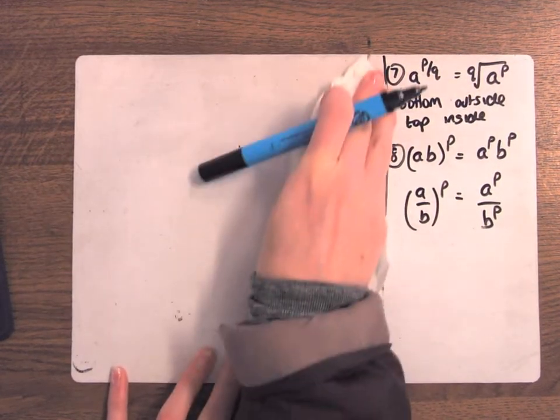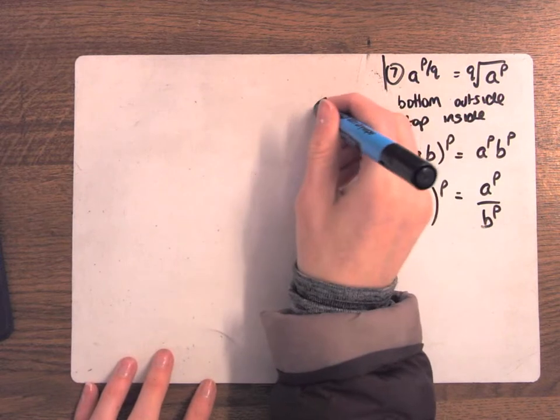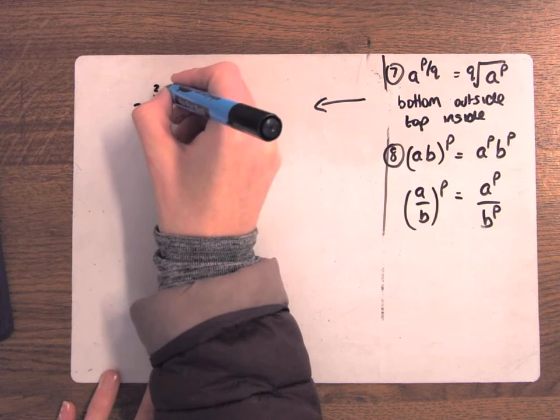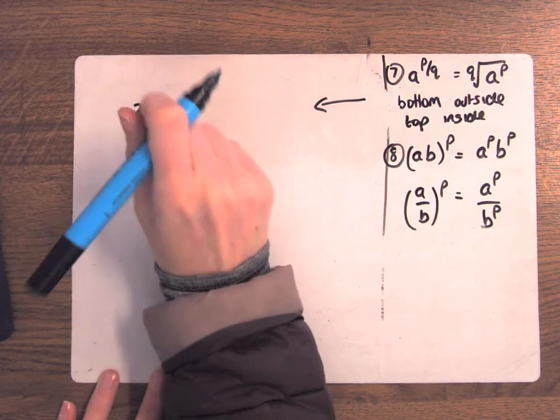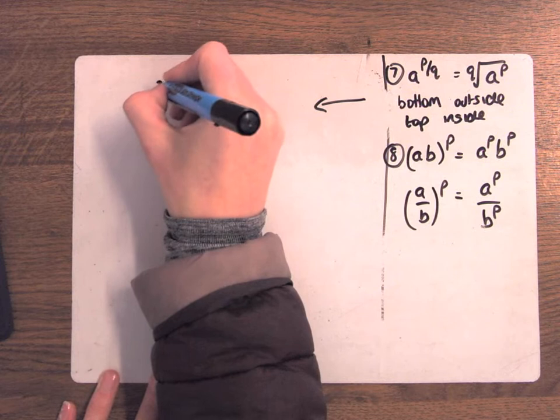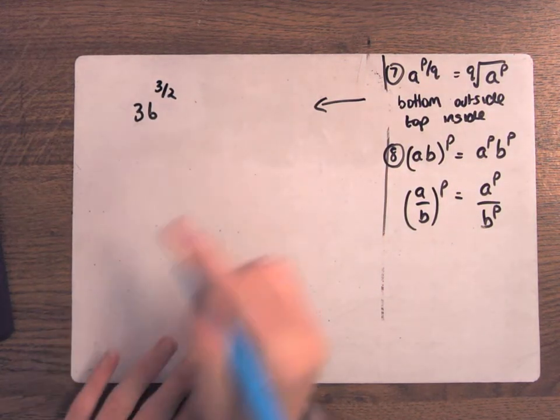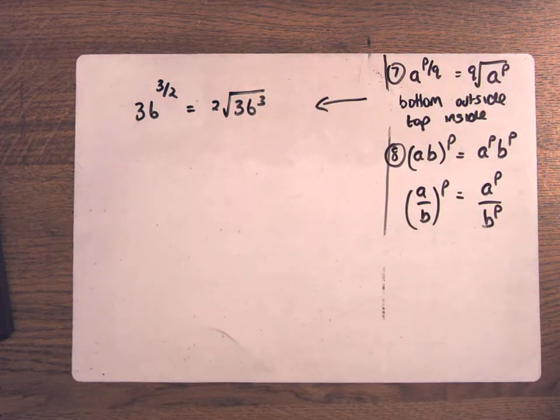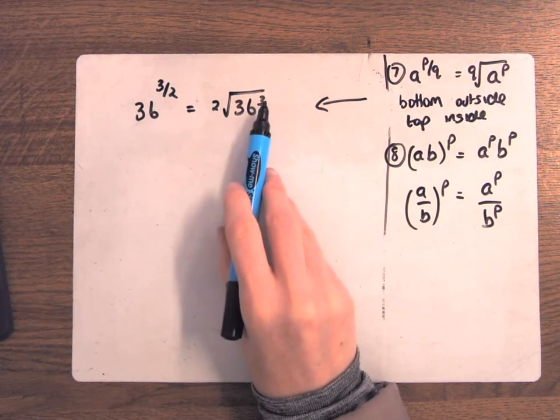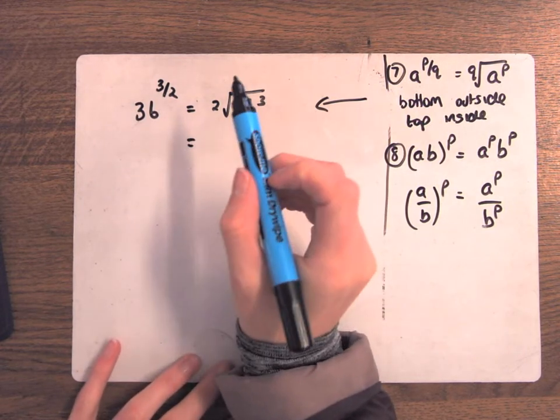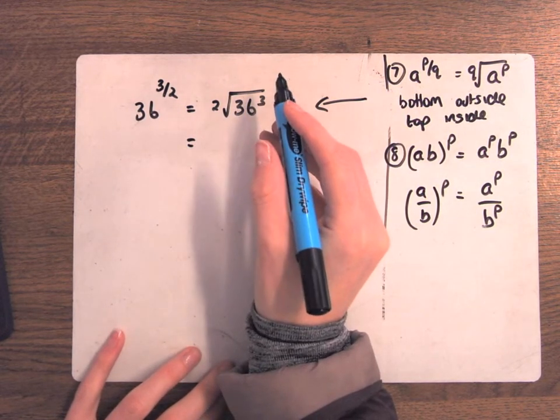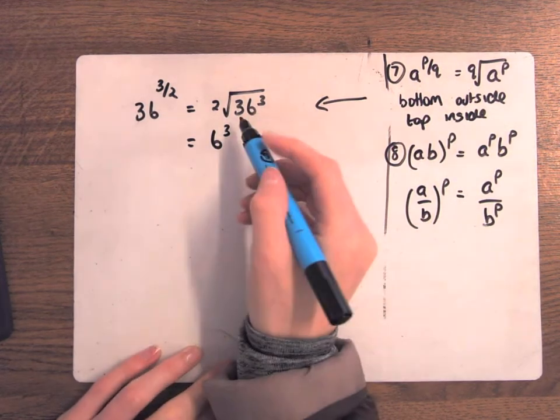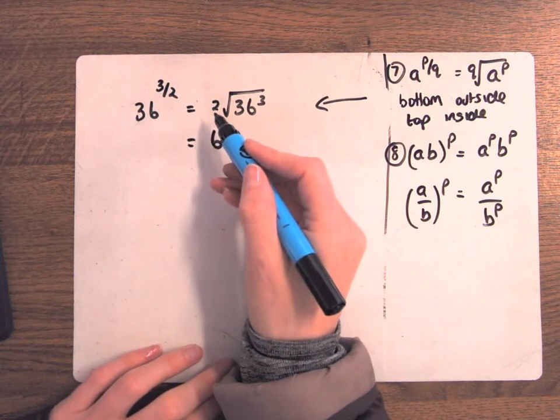For example, if I had 36 to the power of 3 over 2. The bottom number goes outside, so that's the square root of 36 cubed. Bottom number outside, top number inside. Now the way you can do this is, what's the square root of 36? 6 cubed. Or you could do 36 cubed and get the square root of your answer. It doesn't matter, it's the same thing.